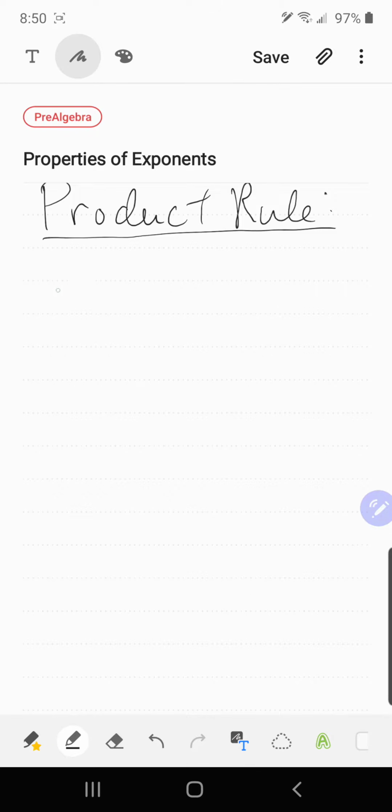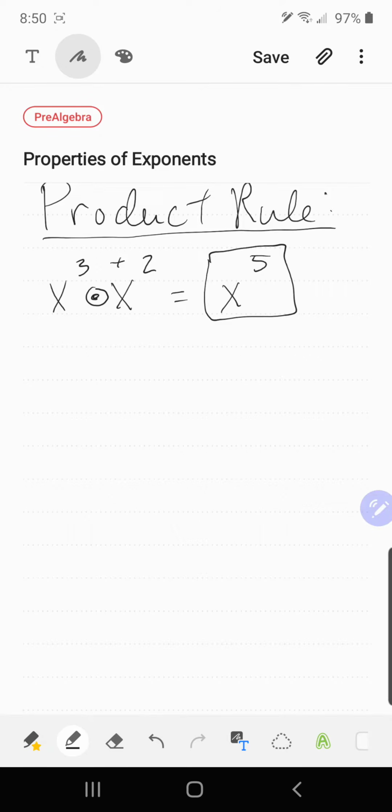And what the product rule of exponents says is if you have a base with a power, say x to the 3, and you multiply by the same base with another power, what you're going to do is keep the common base, and since we have multiplication, those exponents are going to add. So x to the third times x to the second equals x to the fifth. That's basically the product rule. So to break it down, a product turns into a plus.